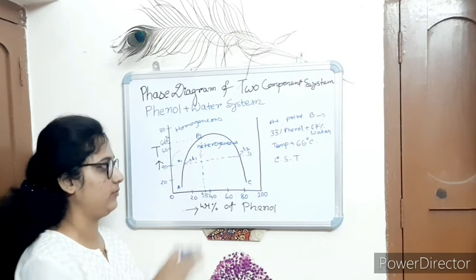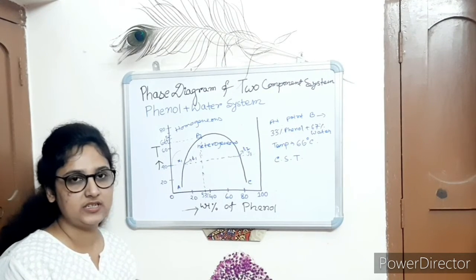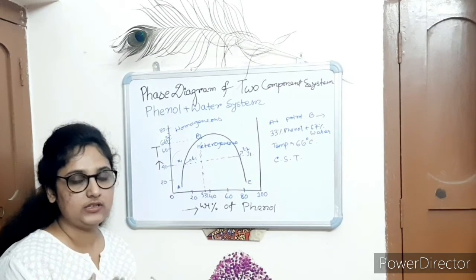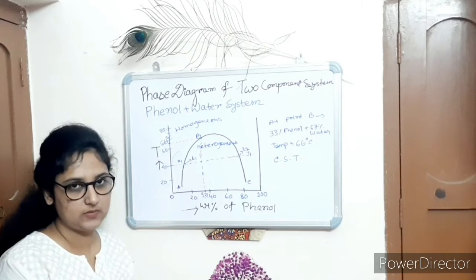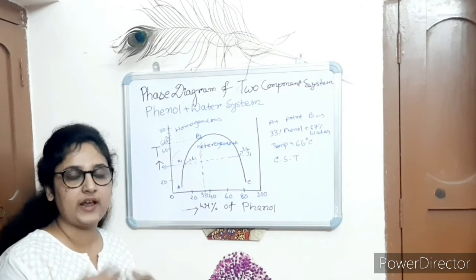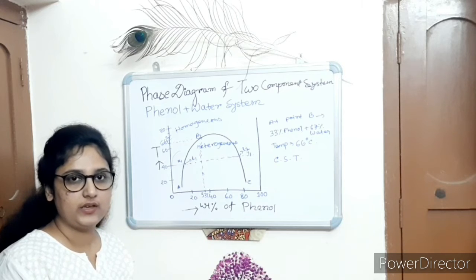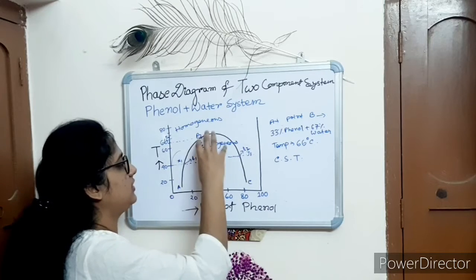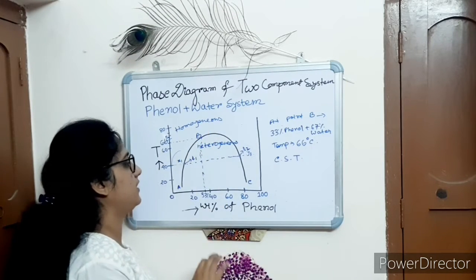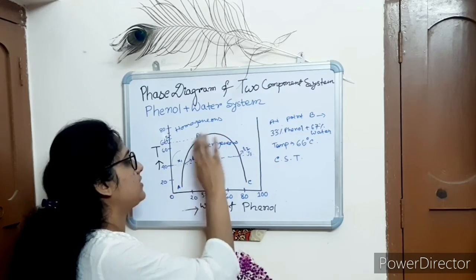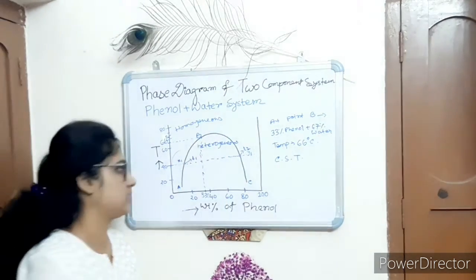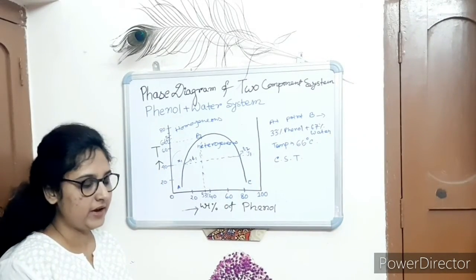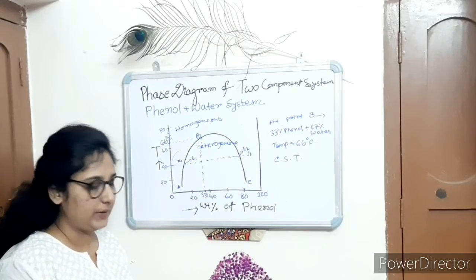a homogeneous system. Beyond the CST, if you change the composition of the system, you can't get the heterogeneous solution. There you can get only the homogeneous solution. And the phenol water system shows the upper critical solution temperature, and some other systems also show the lower critical solution temperature. Actually this is the heterogeneous phase, and this is the homogeneous phase, and you can see that this is the coexistence line of the heterogeneous and homogeneous phase, and this is also the coexisting line of the heterogeneous and homogeneous phase. Here two phases can stay in equilibrium.